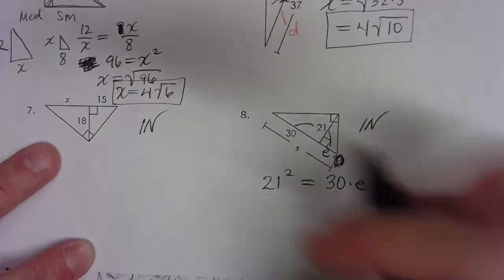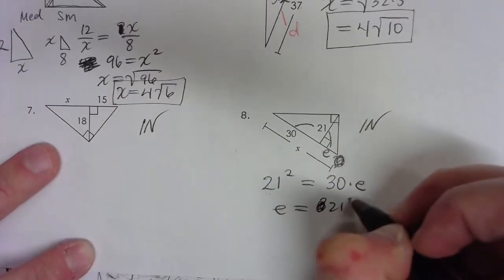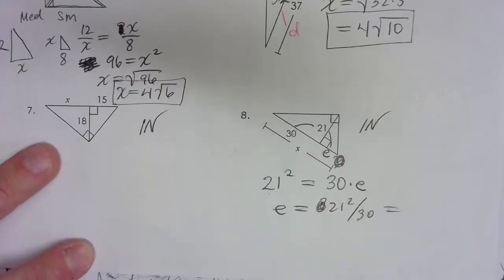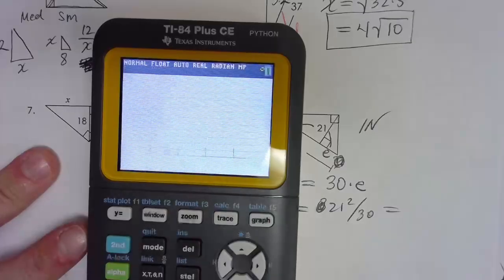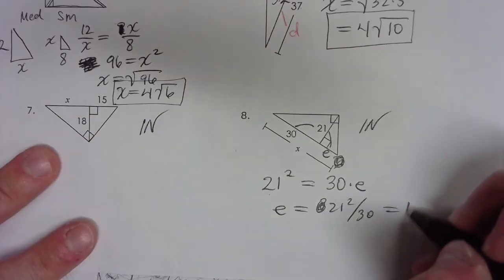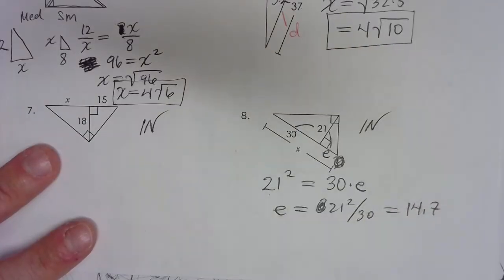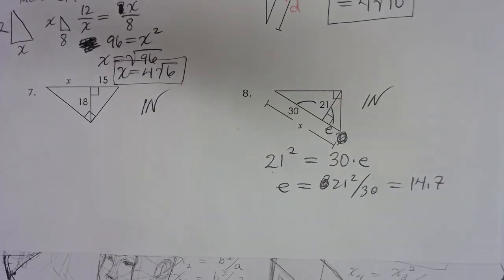So I'm going to divide both sides by 30. And I get E is equal to 21 squared over 30, which is, in the calculator, 21 squared divided by 30 is 14.7 exactly. Now that is a terminating decimal. So if you want to use a decimal point there, that's okay with me. 14.7 is no different from a fraction in that case. Alrighty? Anyways.